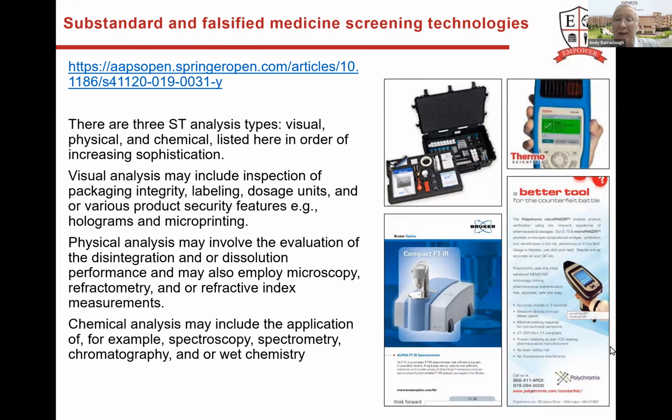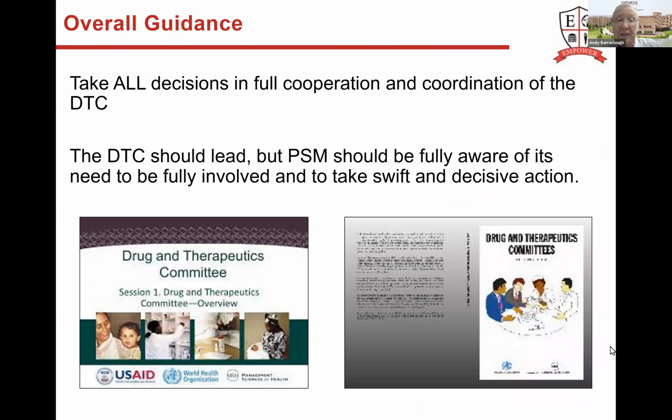So you can do a quick screening test. And we'll talk a lot more about these screening tests in the quality assurance module. But there are techniques where we can do quick screening straight away on the medicines. Take all the decisions in full cooperation with the Drug and Therapeutic Committee. The DTC should lead, but you should be fully aware and fully involved in what's happening, because it could have arisen from storage and distribution.